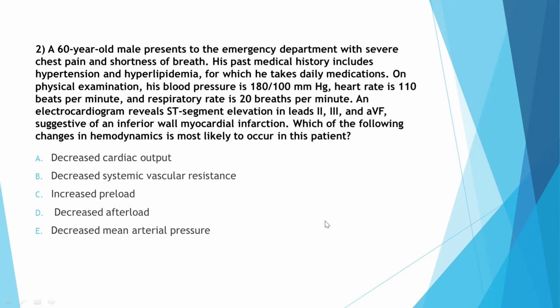Here we can see that we have this poor old 60-year-old man, and he has symptoms of MI basically, and he also has hyperlipidemia and hypertension, which are the basic risk factors of MI. His blood pressure is also increased, his heart rate is increased, and he also has leads 2, 3, aVF changes, which is suggestive of the inferior wall myocardial infarction.